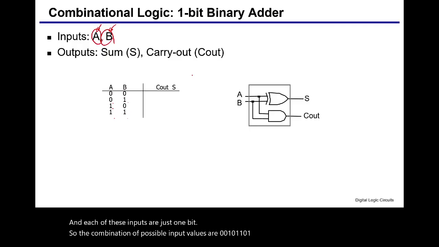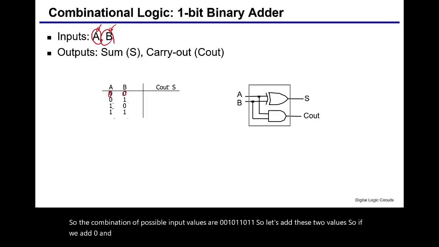So let's add these two values. If we add 0 and 0, then the output should be 0. And if we add 0 and 1, the output should be 1.